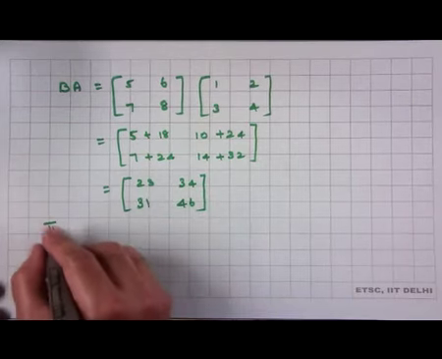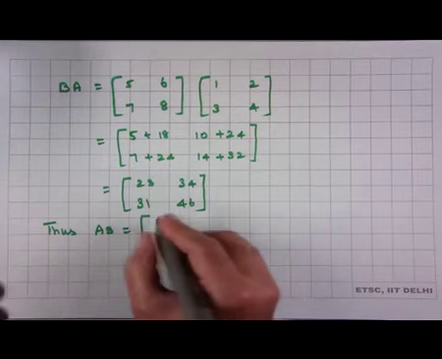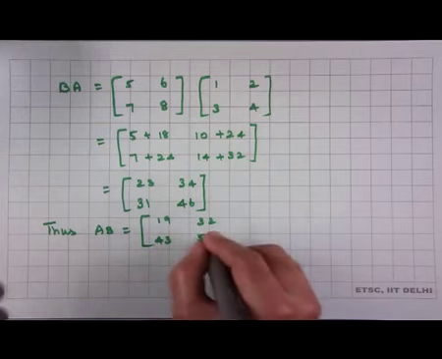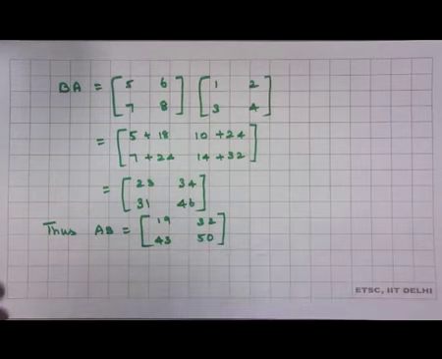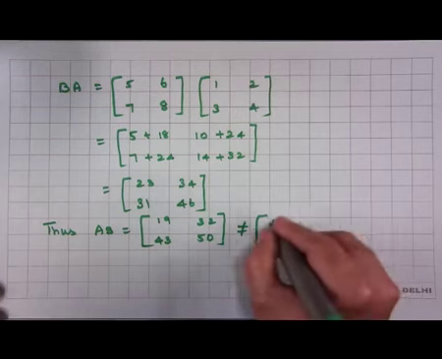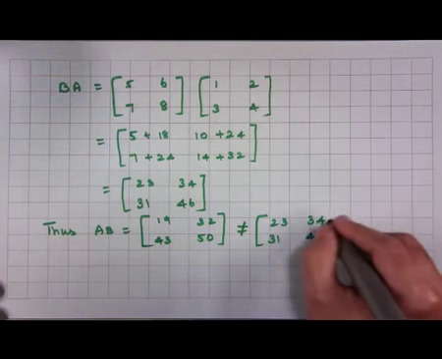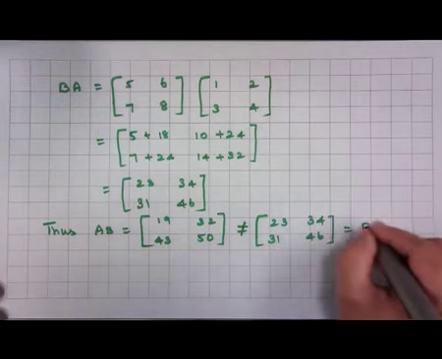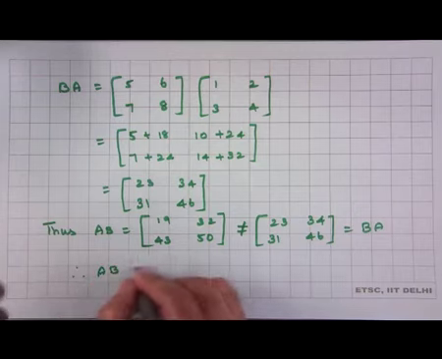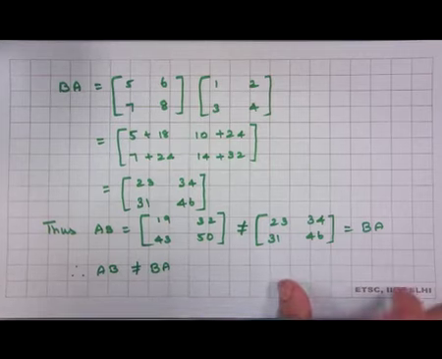Thus, AB is equal to 19, 22, 43 and 50, and you can notice that not even a single entry is equal to the entries of the matrix BA, 23, 34, 31 and 46. Therefore, AB is not equal to BA even when A and B are square matrices of same order.